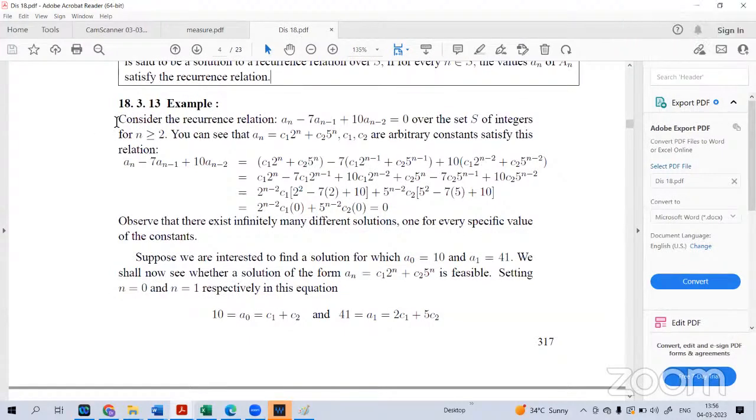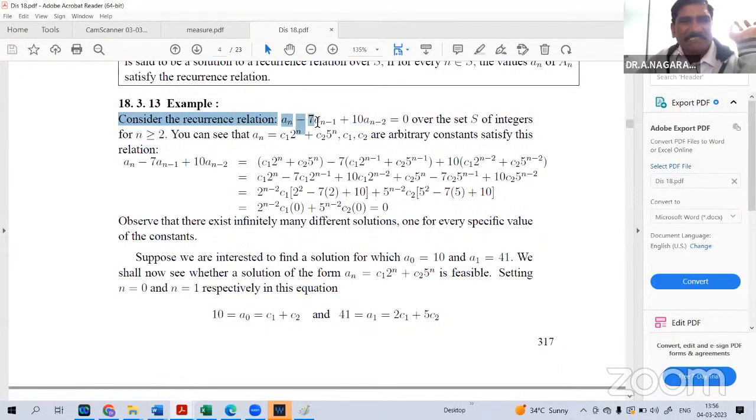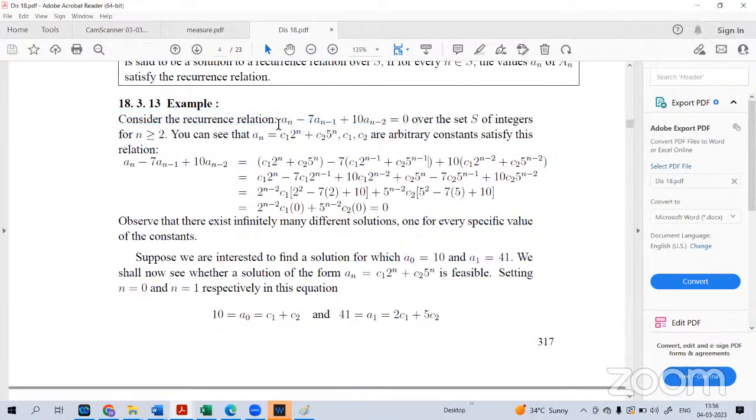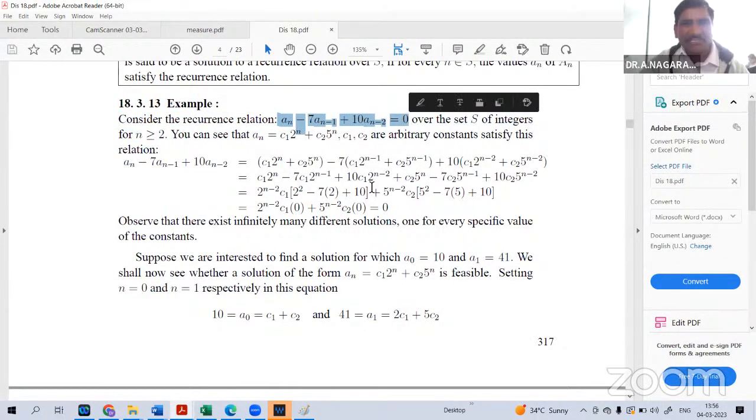Take the first example. Consider the recurrence relation a n minus 7 a n minus 1 plus 10 a n minus 2 equal to 0. This is clearly a recurrence relation. How many terms do we have? What is the degree of this recurrence relation? It is 2, because a n depends on 2 terms, so the degree is 2.